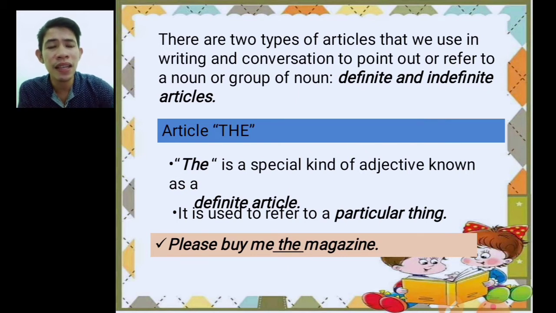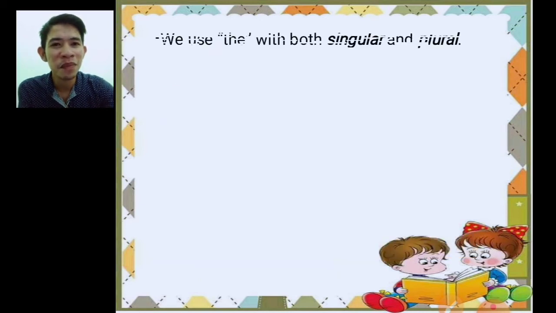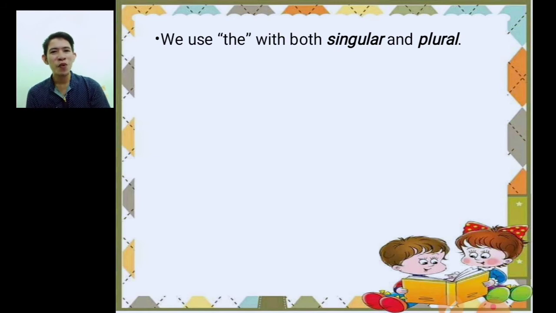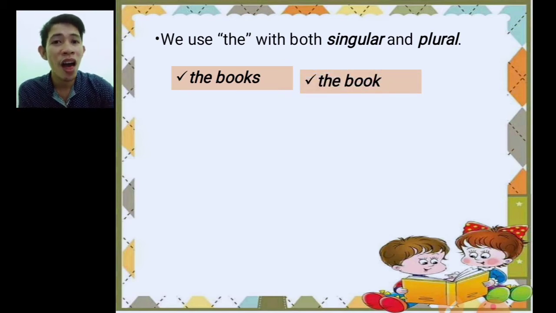In this sentence, we are referring to a particular magazine. Because of the article the, we are referring to a particular magazine. We use the with both singular and plural, such as the books, or the book. Either of the two can be possible.